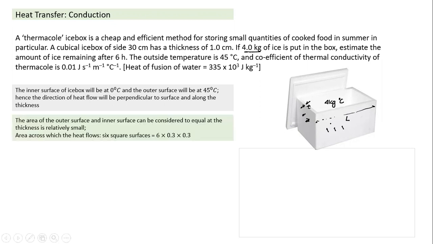So if we apply this equation, and second thing, if the thickness of the air is small, the inner surface area is actually slightly smaller compared to the outer surface area, which you can easily arrive at. But in such cases, the thickness is small, so I can assume the inner surface area equals the outer surface area. It means that both areas are equal. The area across which heat flows equals 6 square surfaces. If it is a cubical box, this is the area across which heat is flowing.